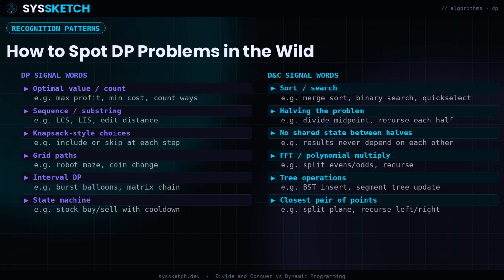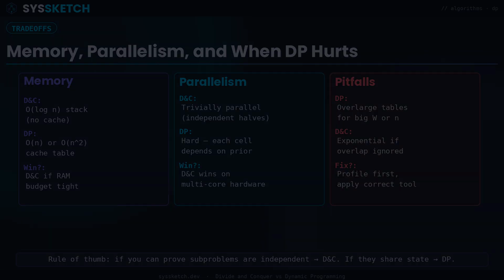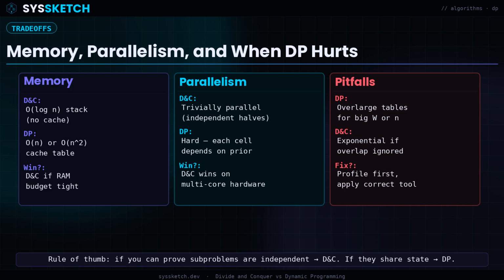On parallelism, divide and conquer is embarrassingly parallel. Merge sort can process the left and right halves simultaneously on separate cores with zero coordination overhead. DP tables have strict data dependencies where each cell must wait for previously computed cells, making parallelism significantly harder to achieve without specialized wavefront scheduling techniques.